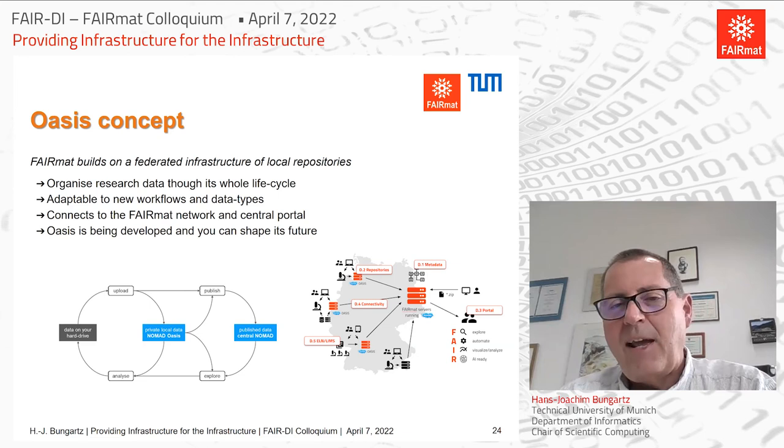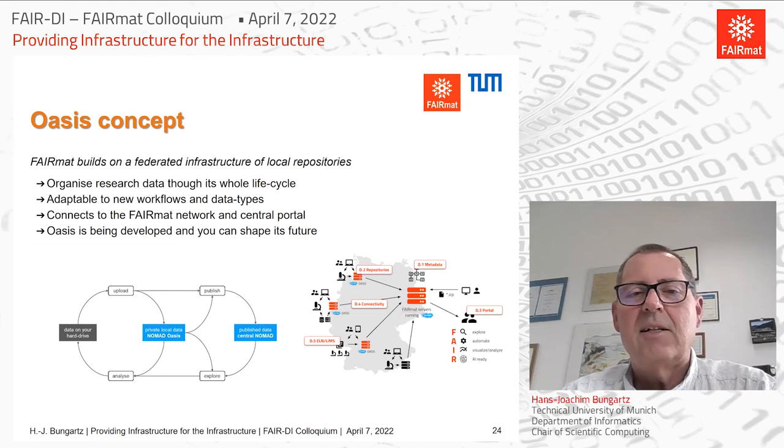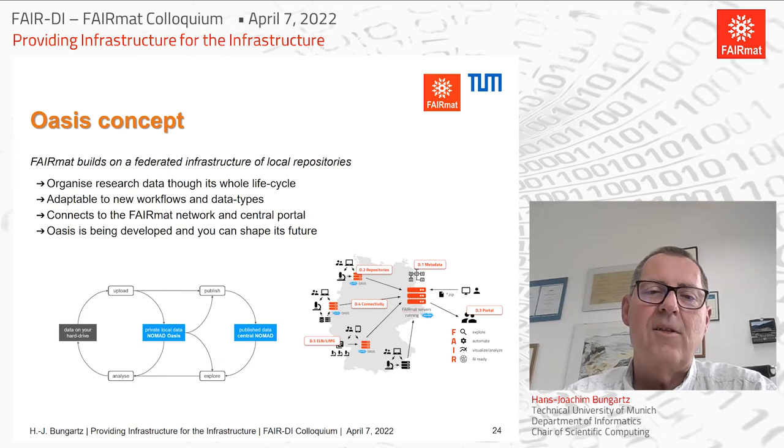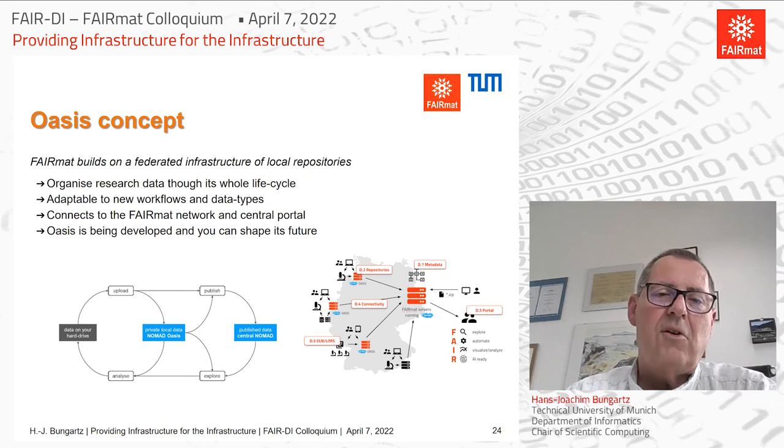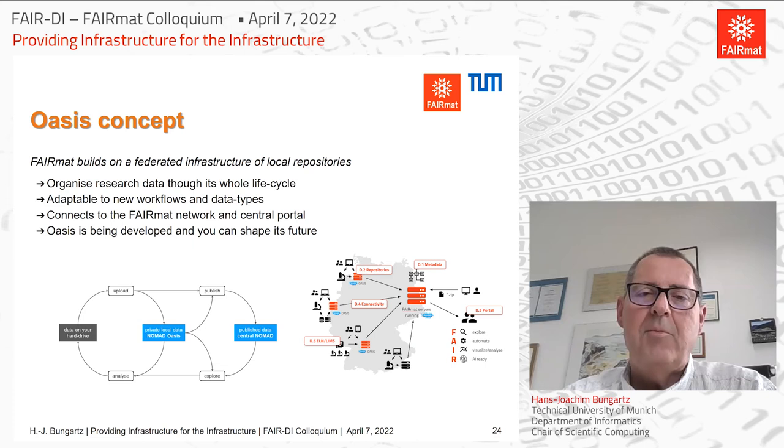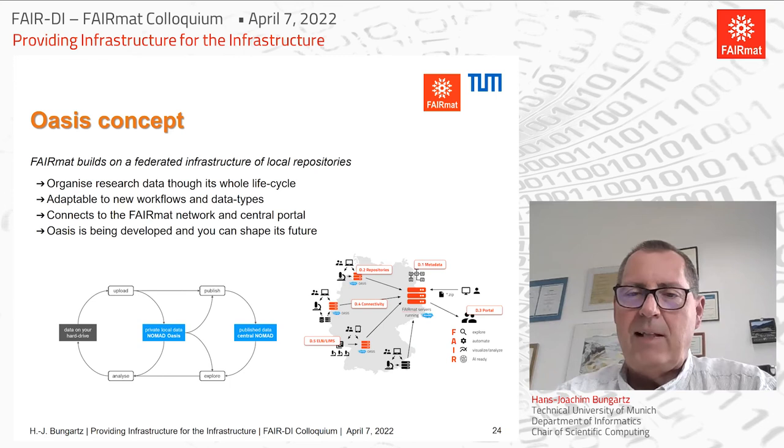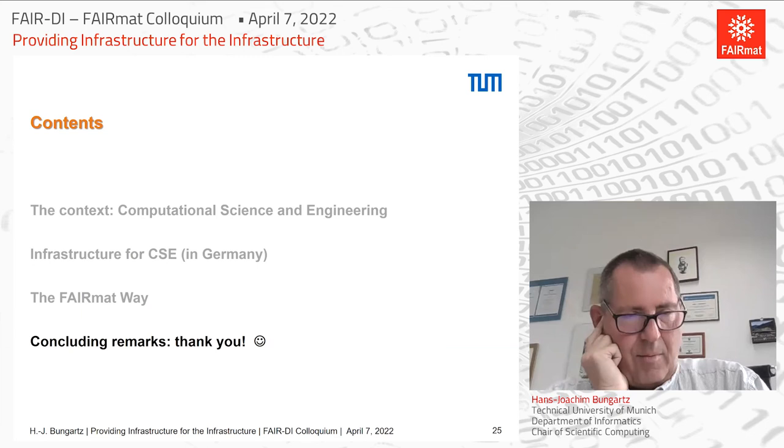And what is currently work under construction is this missing link so that you can combine the inner and the outer cycle, and data that are locally stored can be automatically uploaded to the central system in a predefined way, for example, that some aspects shall be publicly visible, others maybe not. So this is this OASIS concept, and that's one of the battlefields we are currently working on in this area D of FAIRmat.